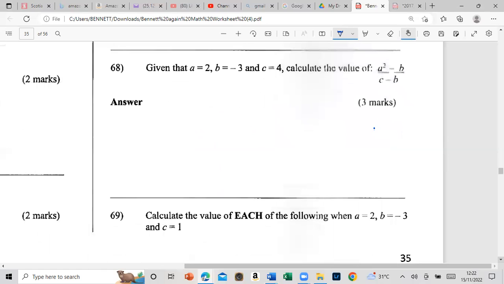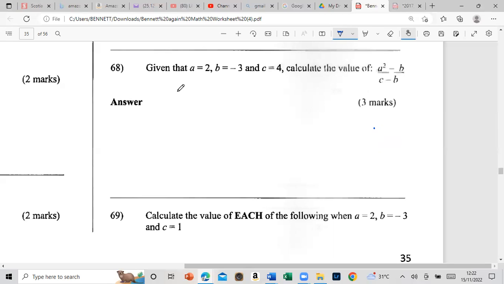So this one says, given that A, I like this one. It says, given that A is equal to 2, B is equal to negative 3, and C is equal to 4, calculate the value of A squared divided by C minus B over. Notice they kind of separate this. So it's broken. So you're going to approach it differently, alright?